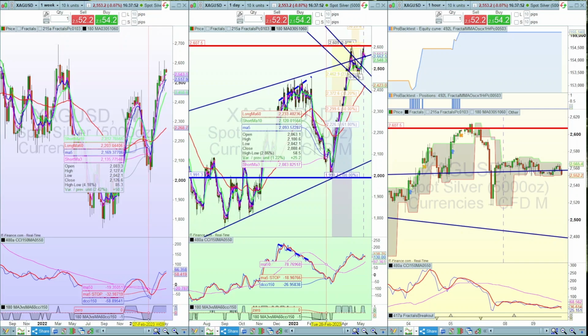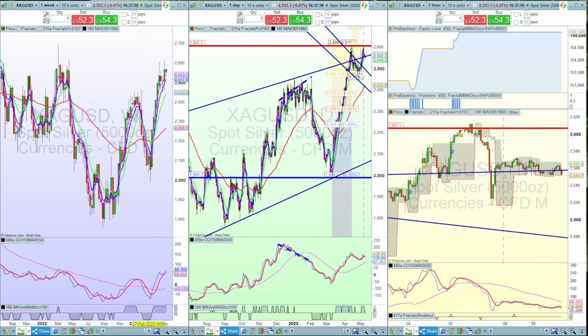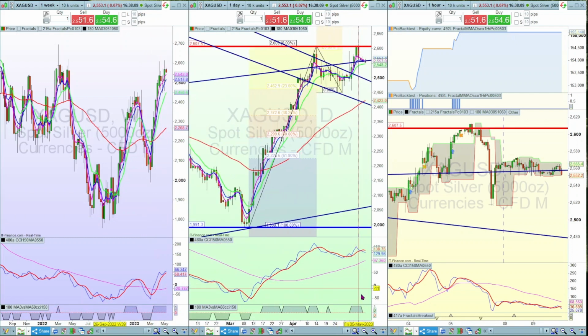Today is May the 9th, 2023. This is the spot silver price update. On our trend indicators on the charts for the weekly and the daily, you can see the weekly is in a bullish momentum, whereas the daily is showing a neutral. I'll explain what that means if you're new to the channel.